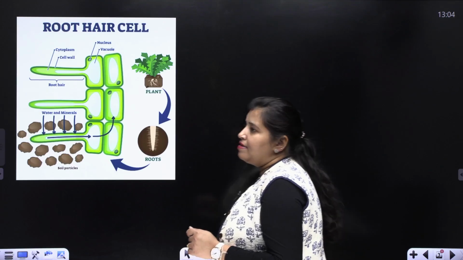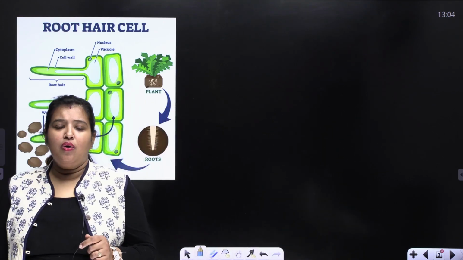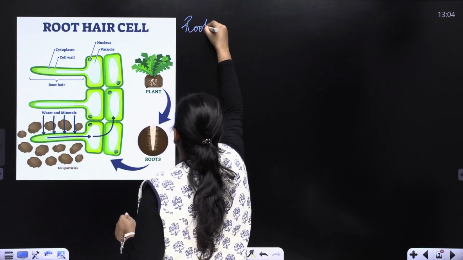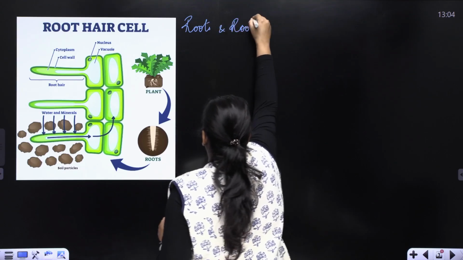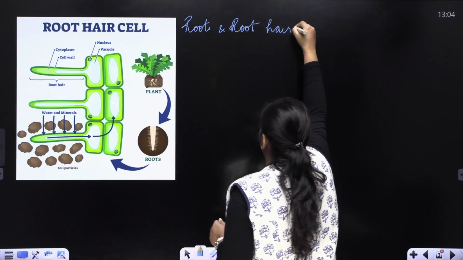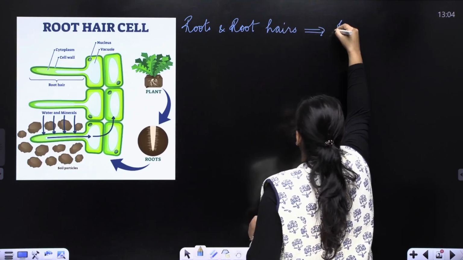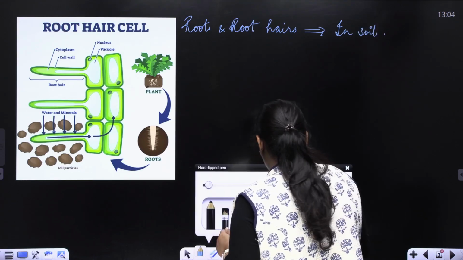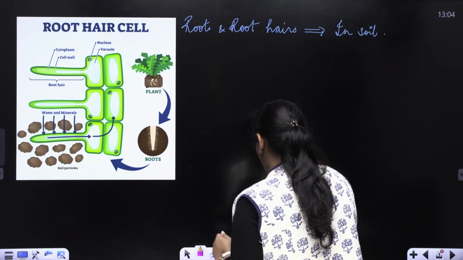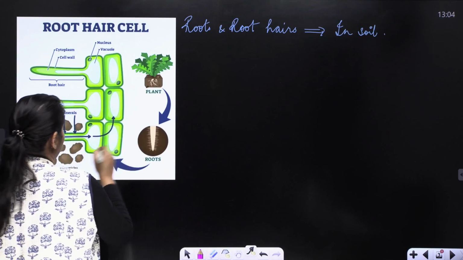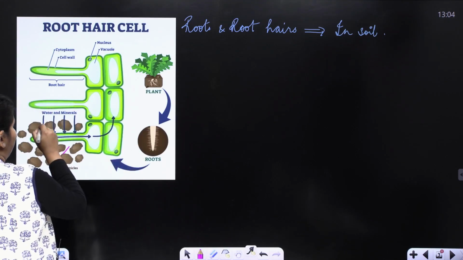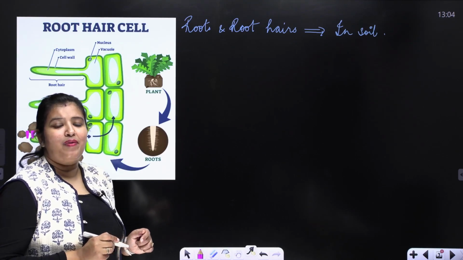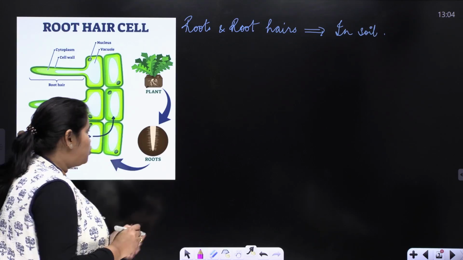which is the root hair cell. Now, roots, you know, are present in the soil. And soil particles in between have these spaces, and these spaces hold soil air. These spaces have air in them.